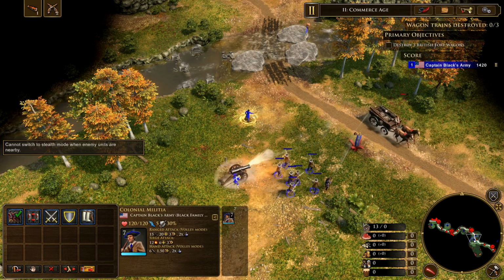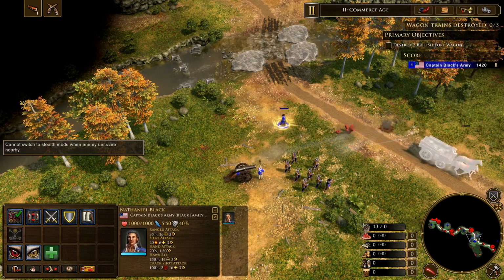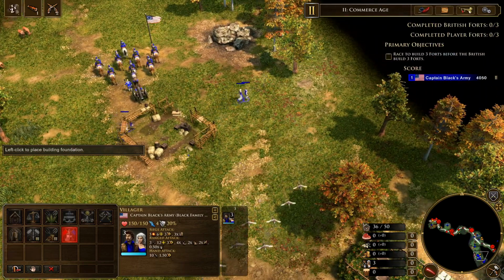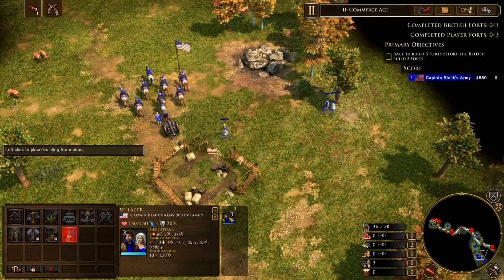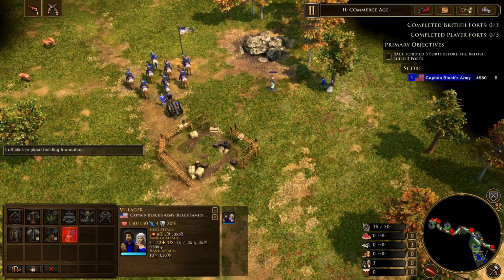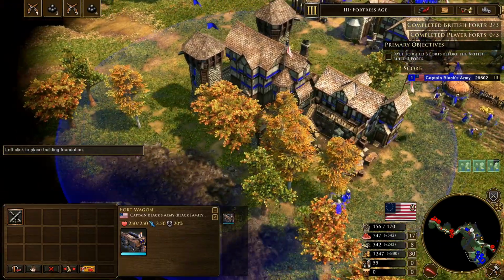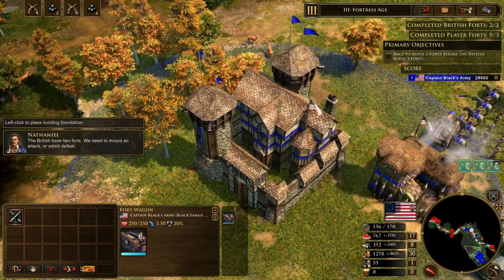The mission starts with a handful of waves of troops and fort wagons. After a few successful raids, the player is given control of a small economy and the hard part begins. The goal is to build 3 forts before the British build 3 of their own.